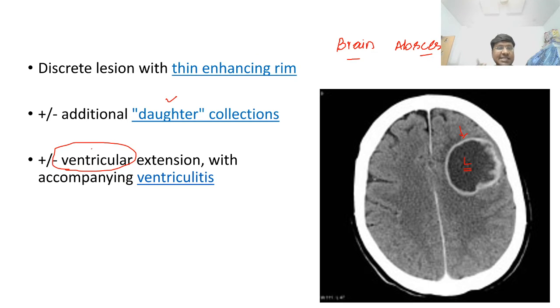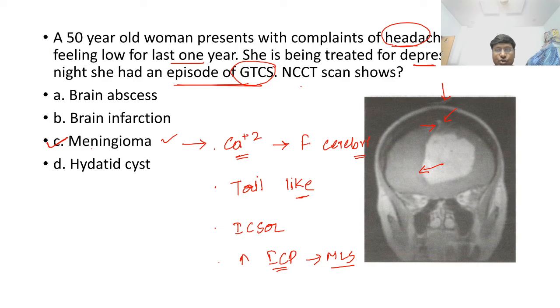So this is how you will identify the brain abscess, that is a rim enhancing lesion. So brain abscess is ruled out. Why? Because in our question there is no particular rim enhancing lesion. So your brain abscess is over.